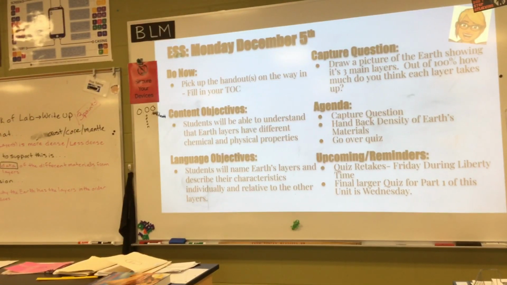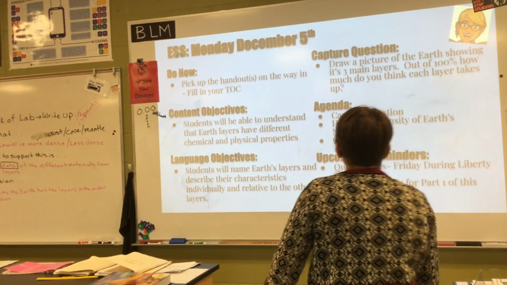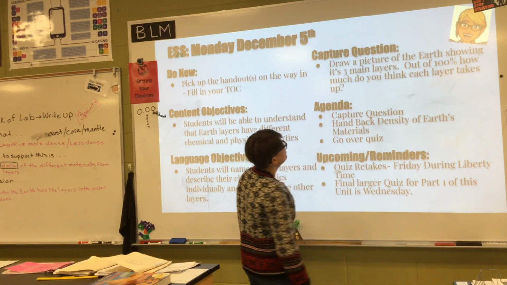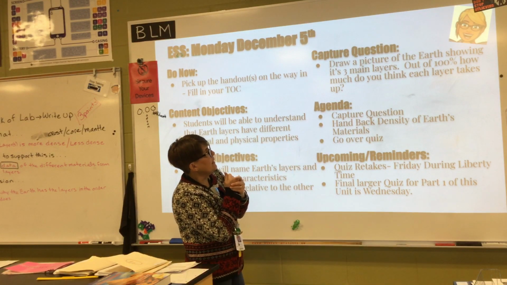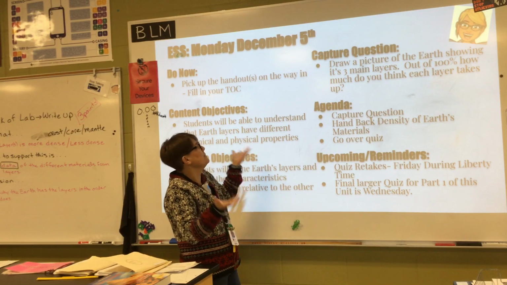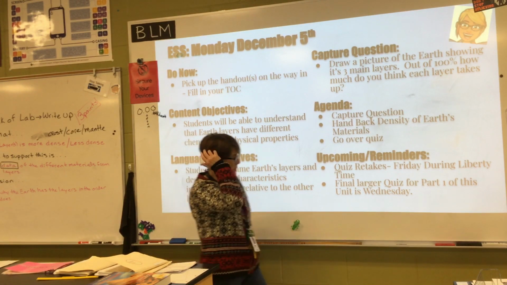All right, so to recap, we are answering the capture question up here. Draw a picture of the Earth showing its 3 main layers, and then out of 100%, guesstimate. You're just guesstimating. How much do you think each layer takes up in space?